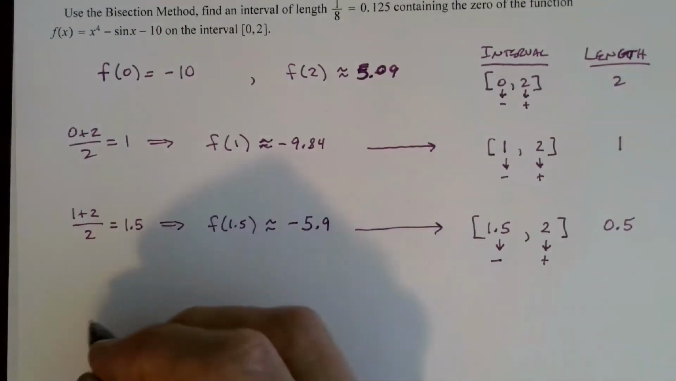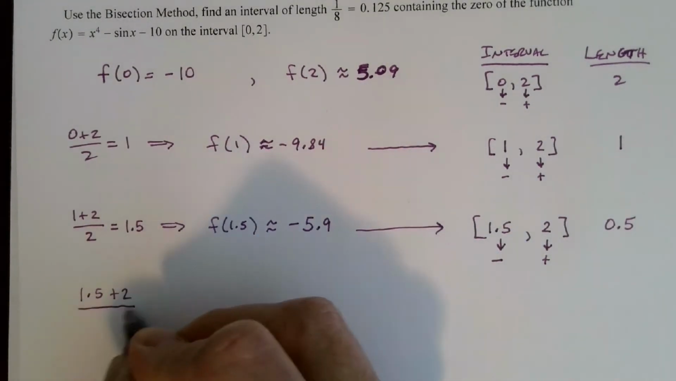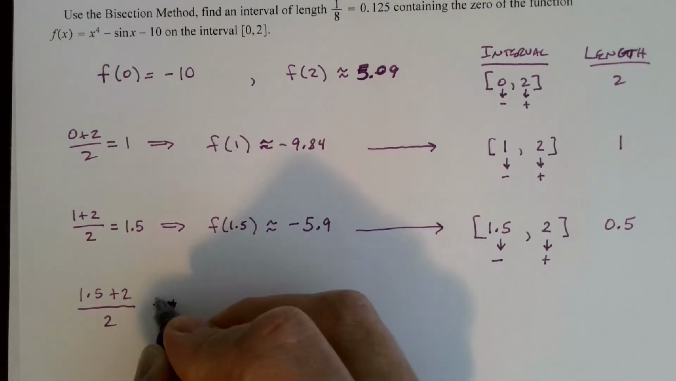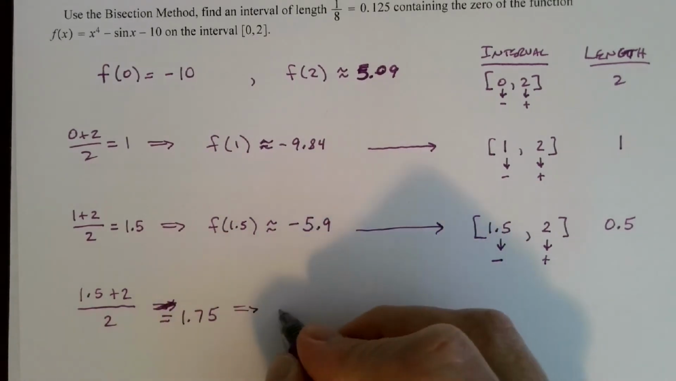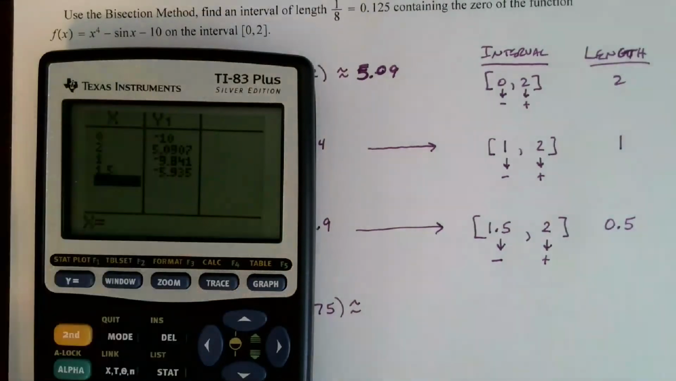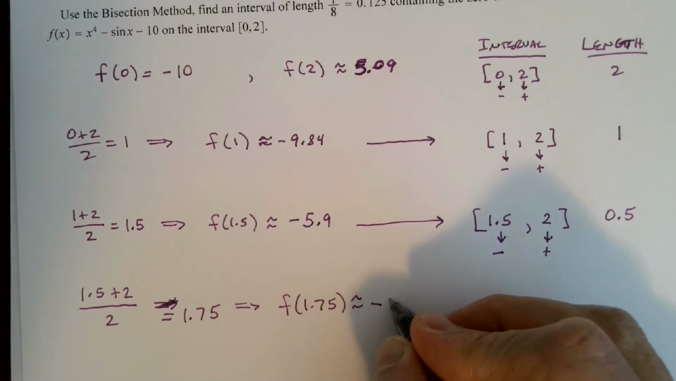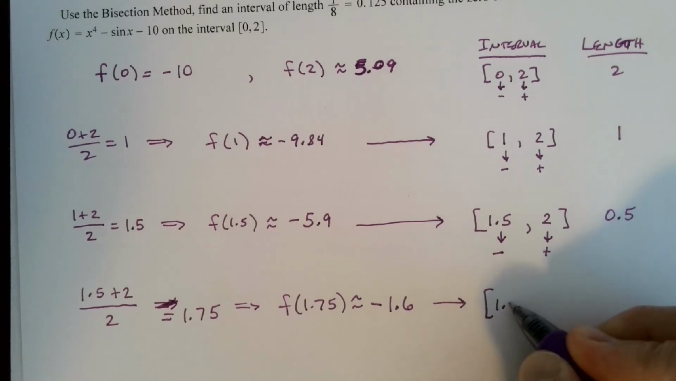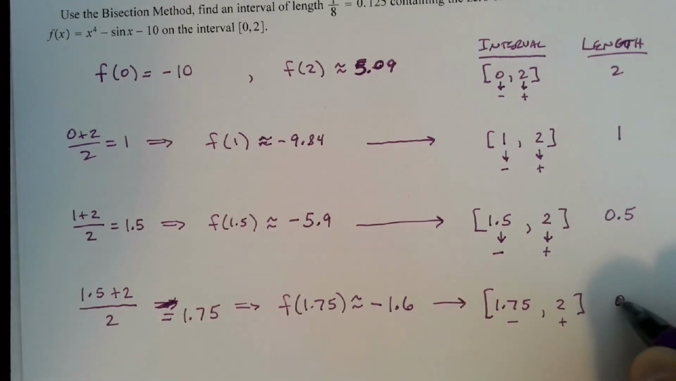All right. Continue. What's halfway between 1 1/2 and 2? Answer: 1.75. Right? And so f of 1.75 is about what? Negative 1.6, or negative again, I should say. Right? So again, I can shrink this down now from 1.75, where it's negative, to 2, where it's positive. Now our length is 0.25.